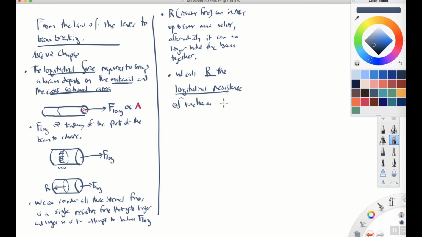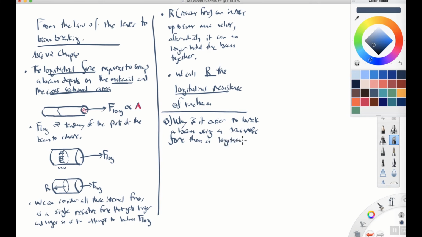Okay, now the question that arises naturally, this is one of the things that Galileo is aiming at, is why is it easier to break a beam with a transverse force than a longitudinal force? So why is it easier to break a beam using a transverse force than a longitudinal force?